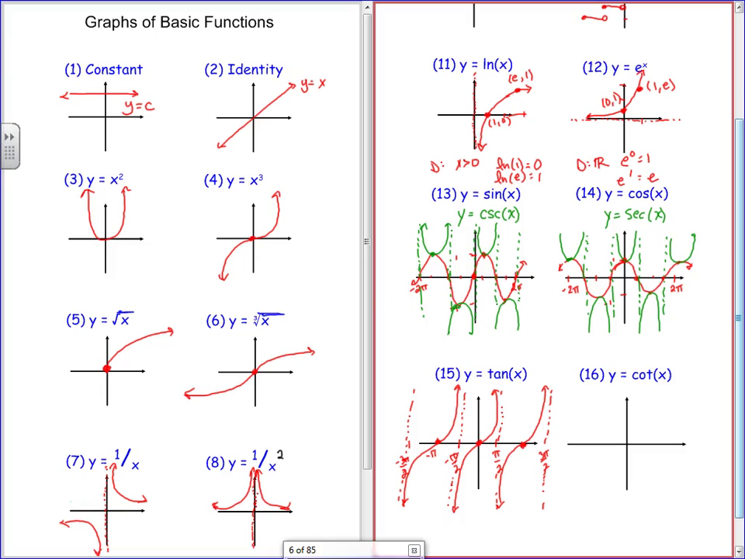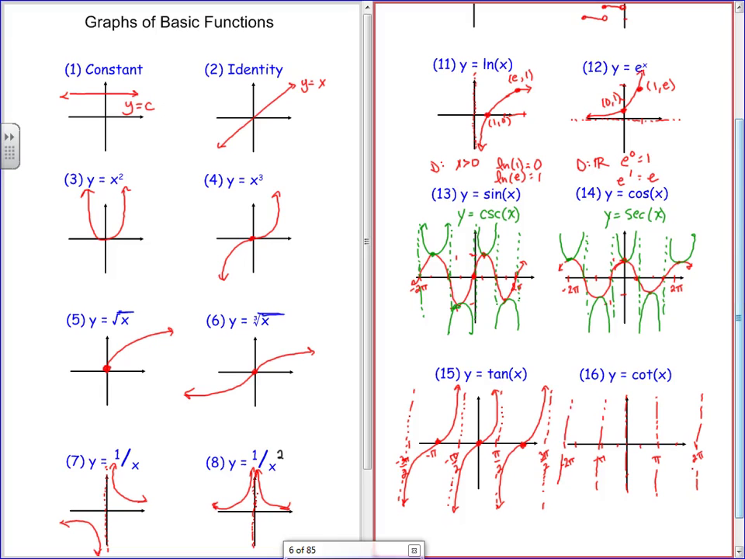Cotangent's different. He's cosine over sine. So he's going to have his vertical asymptotes when sine is 0, which happens at 0 and pi and 2 pi and 3 pi. So I'm going to go by pi's instead for him, because it's easier. So my units are a little bit different on these two graphs. In between will be the pi over 2's. Cotangent has vertical asymptotes at pi and 0 and 2 pi and negative pi, negative 2 pi.